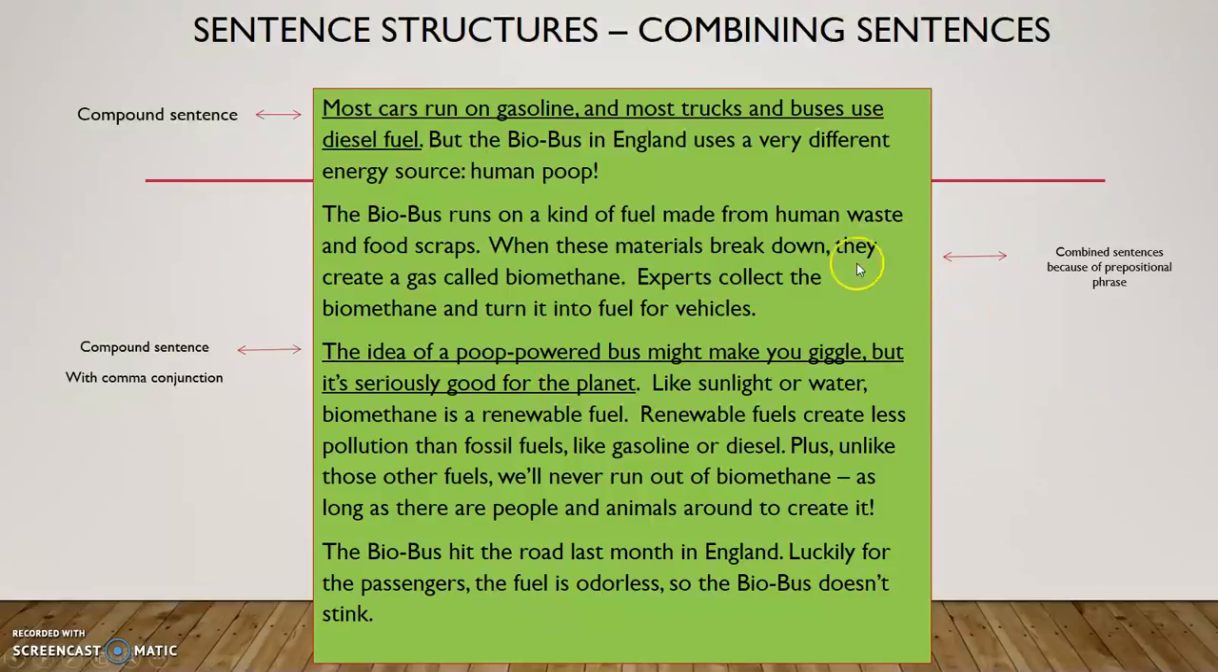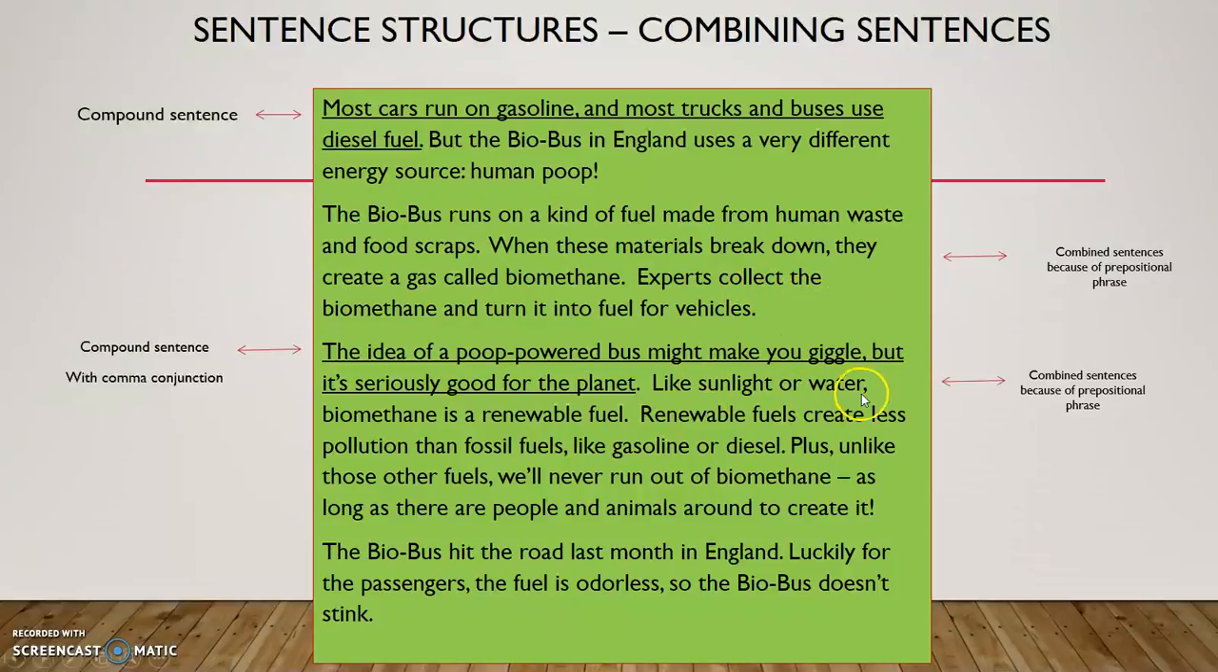All right, let's look at this sentence here. When these materials break down, comma, they create a gas called biomethane. This is a combined sentence because of a prepositional phrase, when these materials break down. We couldn't put a period here because when these materials break down is not a complete sentence or a complete thought. Let's look at one more.